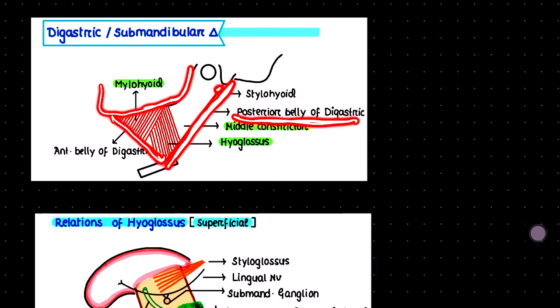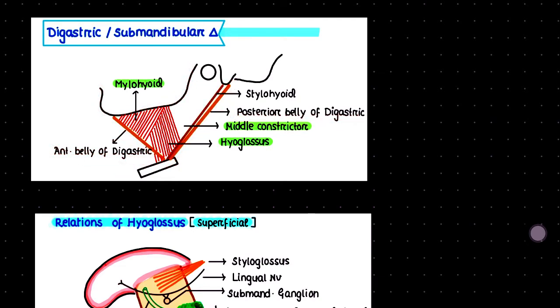And in front, what did we have? We have the anterior belly of digastric, right? In front we have the anterior belly of digastric, behind we have the posterior belly of digastric. Along with the posterior belly of digastric, behind we also have stylohyoid, right? Which muscle? Stylohyoid muscle. We talked about the boundary: mandible, posterior belly of digastric, anterior belly of digastric, and along with the posterior belly of digastric, we have stylohyoid also. That's all.